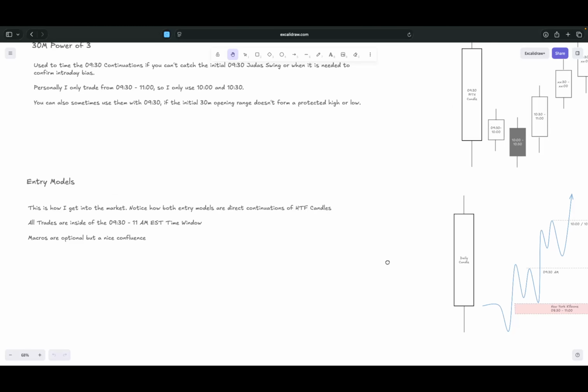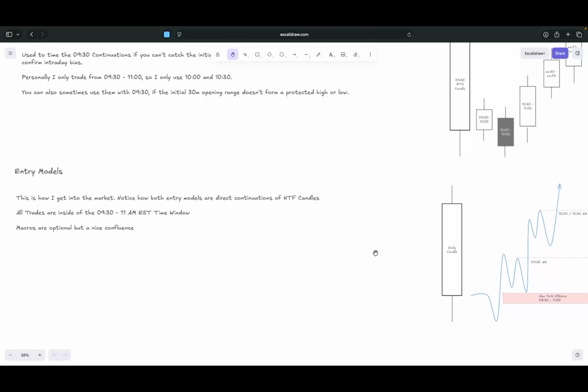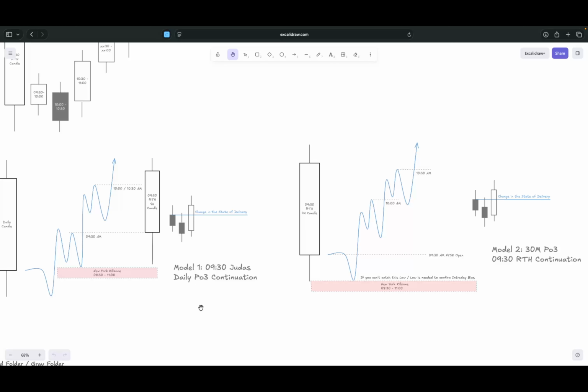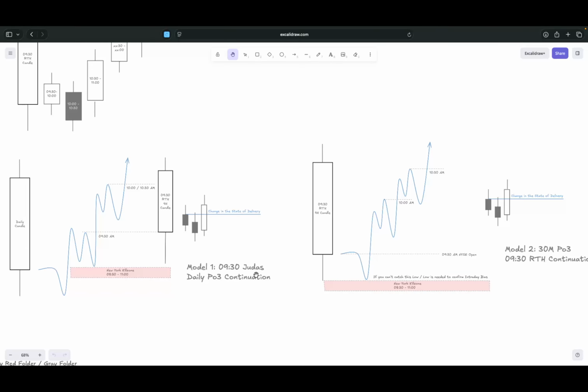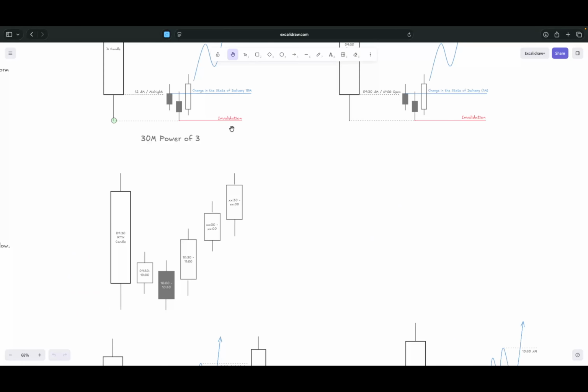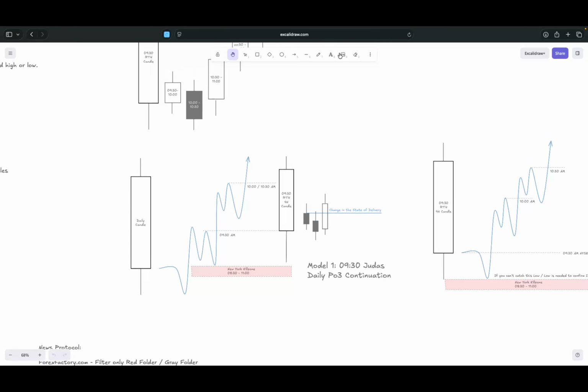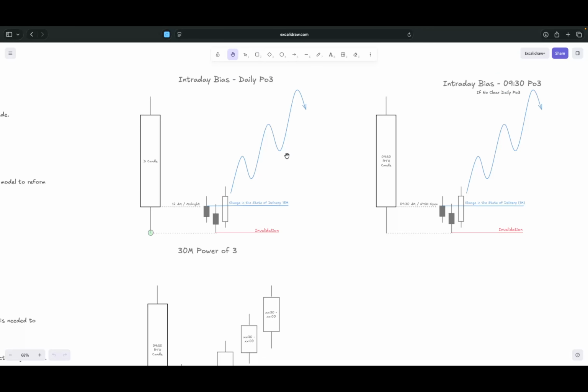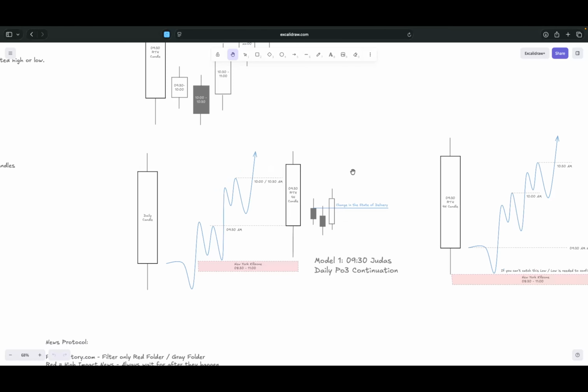And then entry models. Entry models are very simple, just a change in state of delivery, right? So these are the entry models. First of all, 9:30 Judas daily power 3 continuation. That's when we have a strong daily bias from the weekly power 3. We have a strong daily bias from midnight. So we have this structure here, and I'll show you more examples on the real charts.